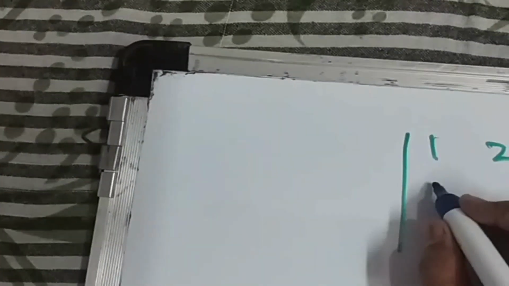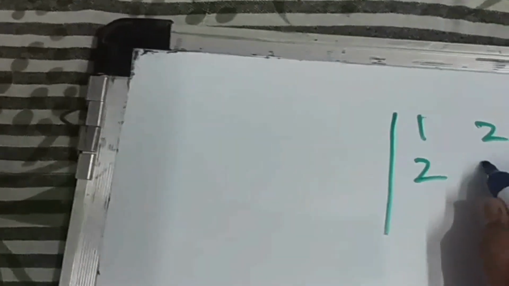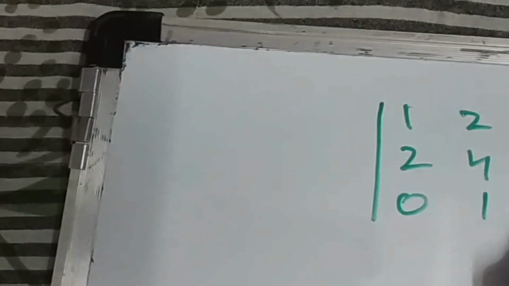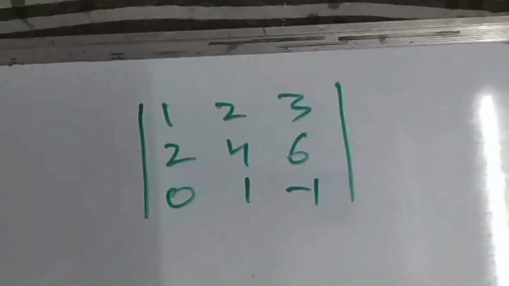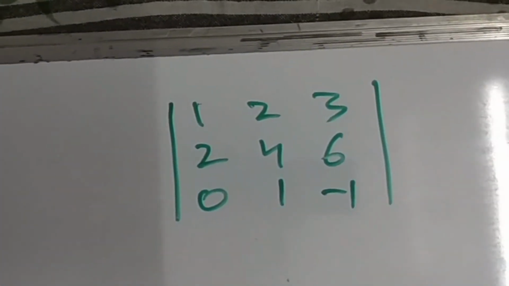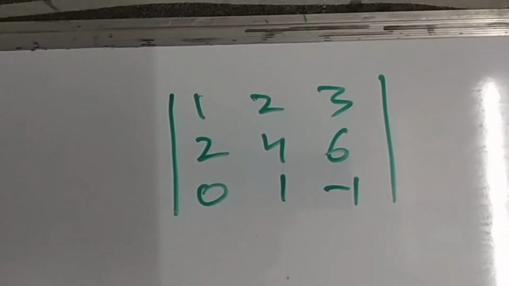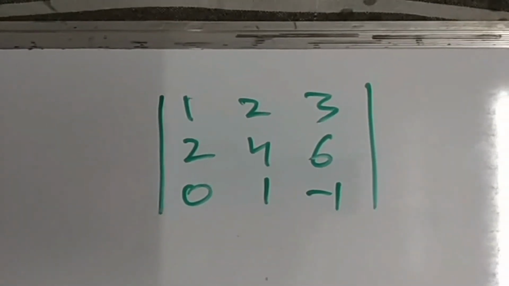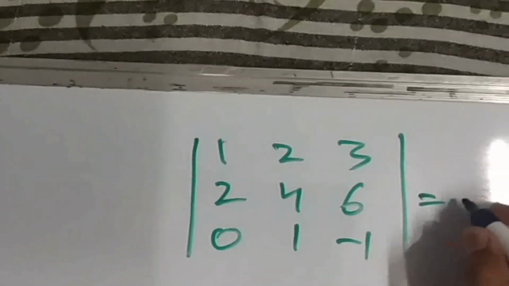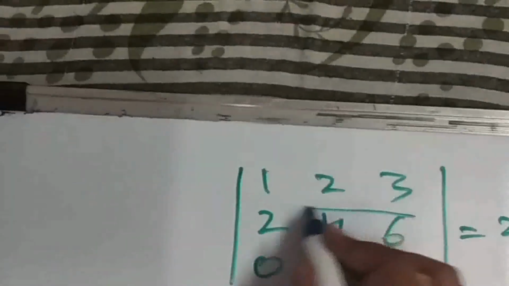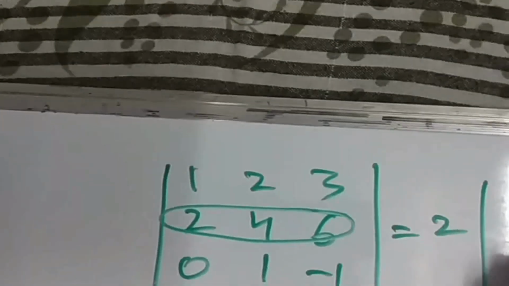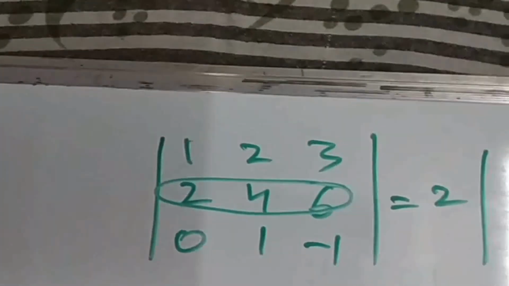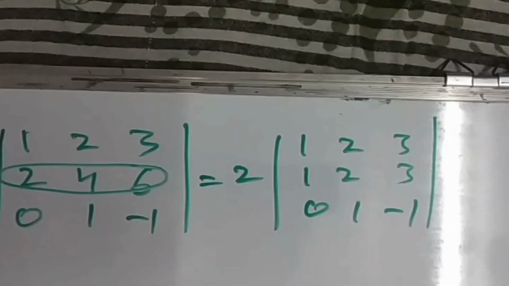Suppose it is 1, 2, 3, then 2, 4, 6, then 0, 1 and minus 1. Now see carefully, the second row is double of the first row. For solving this, two options are there. You can take 2 common from the second row. First row as it is, and from the second row you take 2 common. So the second row is now 1, 2, 3: 2 by 2 is 1, 4 by 2 is 2, 6 by 2 is 3.